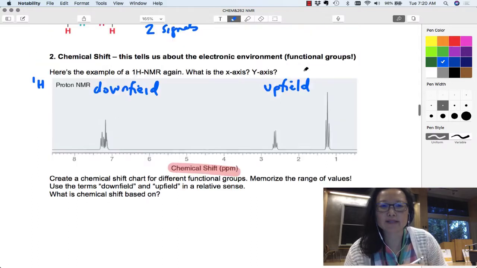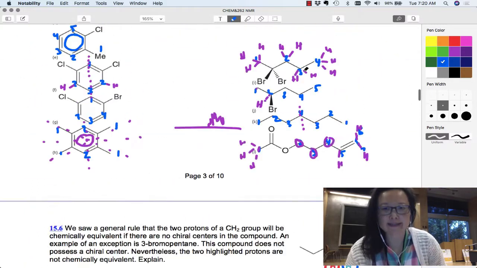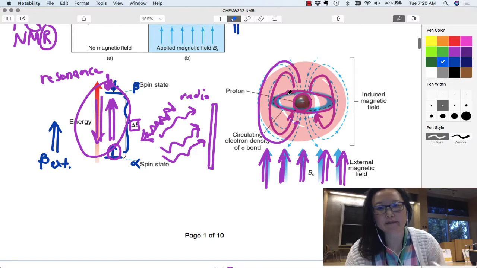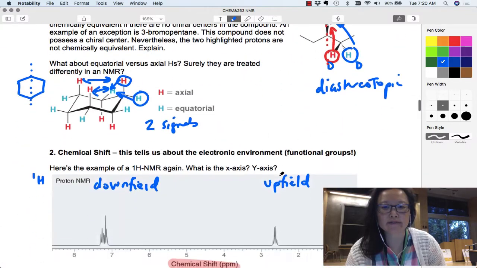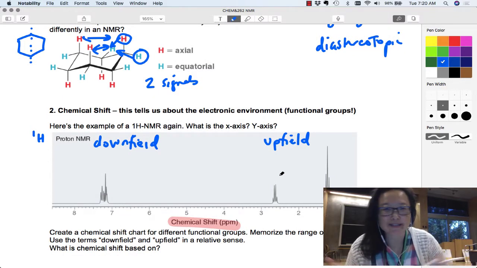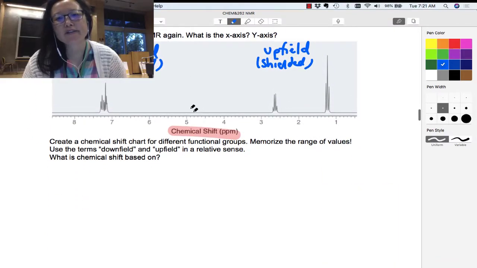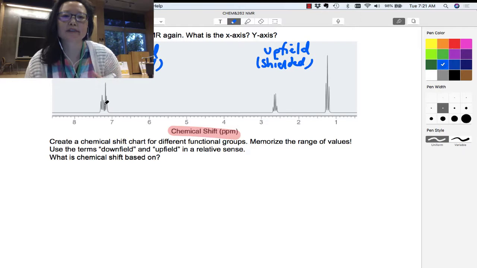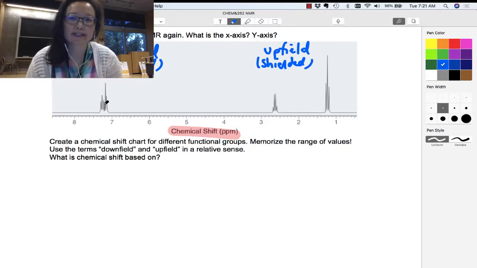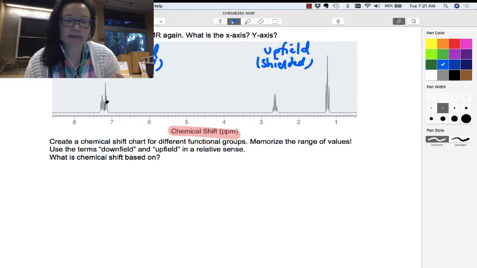Up here, upfield means that we're shielded, meaning that you don't have this electron cloud being pulled away. So those electrons help to shield the magnetic field here, and that nucleus doesn't feel as naked, as exposed. And so that means that it's shielded. Now there are a bunch of different functional groups that have certain characteristics of how shielded or de-shielded their nearby hydrogens are.